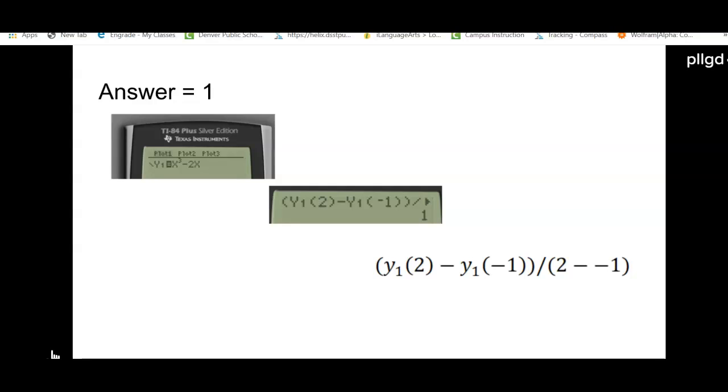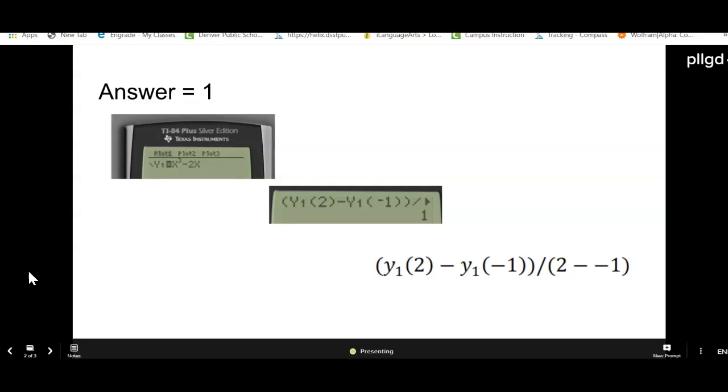Okay, and so the tricky thing is to make sure that we have the change in y in the numerator, with all the parentheses that show up on this slide, divided by the change in x, again surrounded in parentheses. There were a couple of you I noticed that had 2 minus 1, but we need 2 minus a negative 1 instead. Any questions before I move on from this slide?